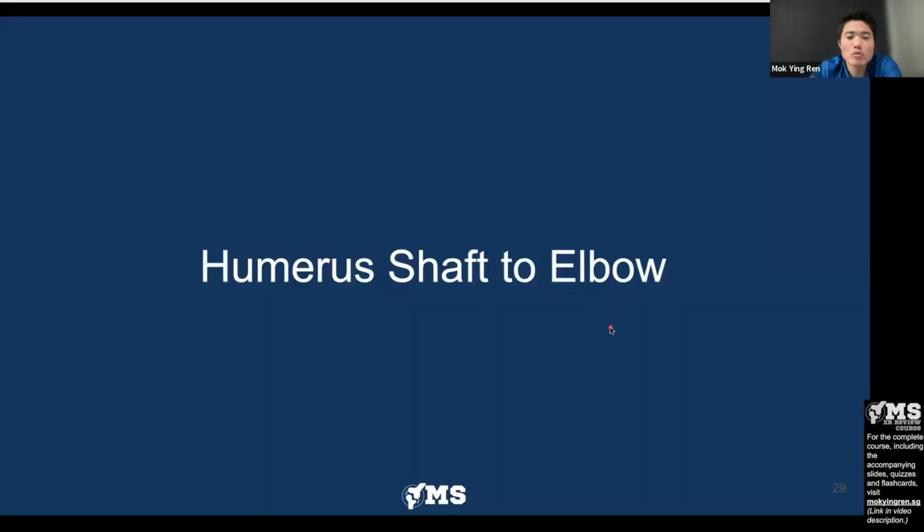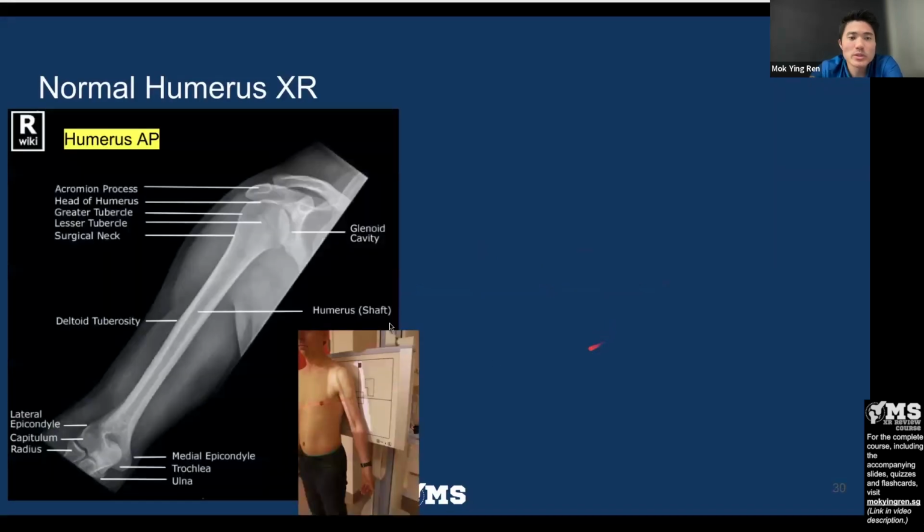Now we move on to the humerus shaft and down to the elbow. All right, so a normal humerus X-ray, we have an anterior posterior view. All right, the patient standing in this way. We can see once again the greater tuberosity of the proximal humerus, and going down, we can see the lateral epicondyle as well as the medial epicondyle. And this is the shaft of the humerus.